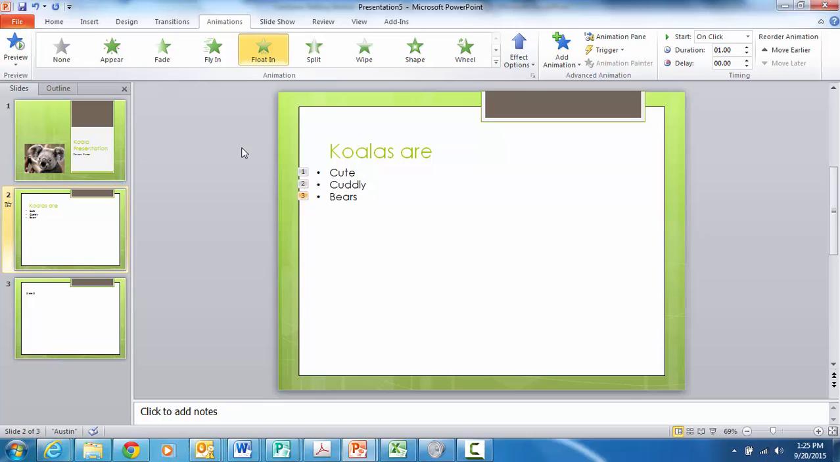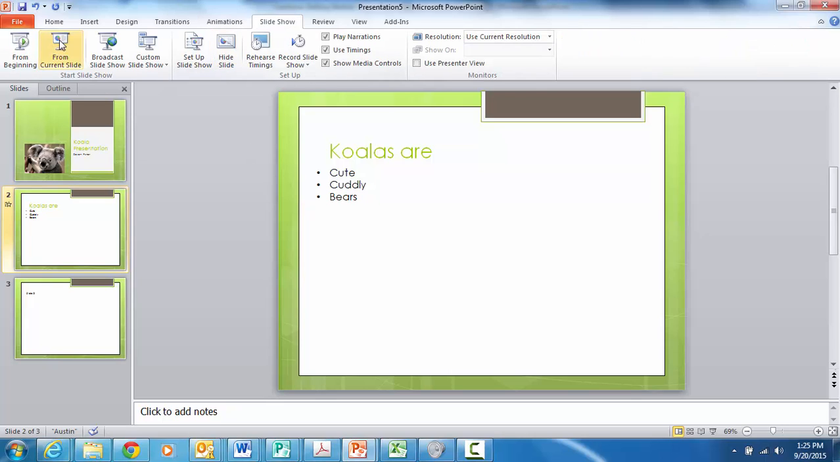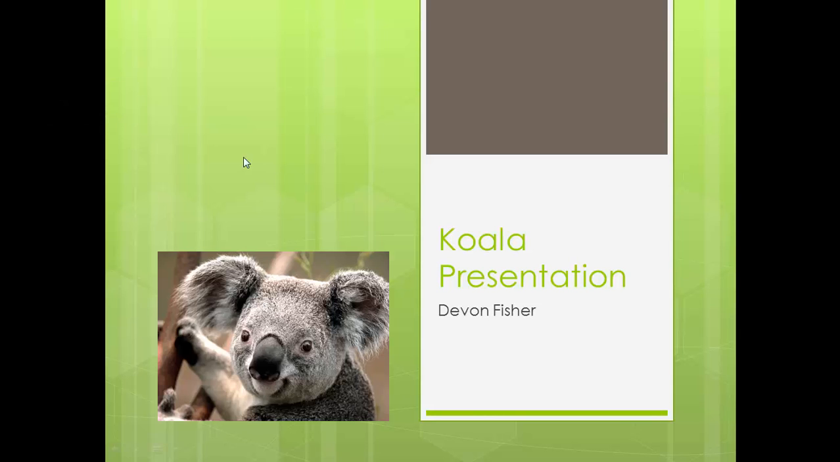So what does that look like? To see that, we need to go to the Slideshow ribbon. I can view the slideshow either from the current slide or from the beginning. I'm going to do the beginning. And you can see here, we've now got my picture of a koala. I've got my title and my name on it. If I left click with the mouse, you heard the sound, I hope, and you saw how that faded in.